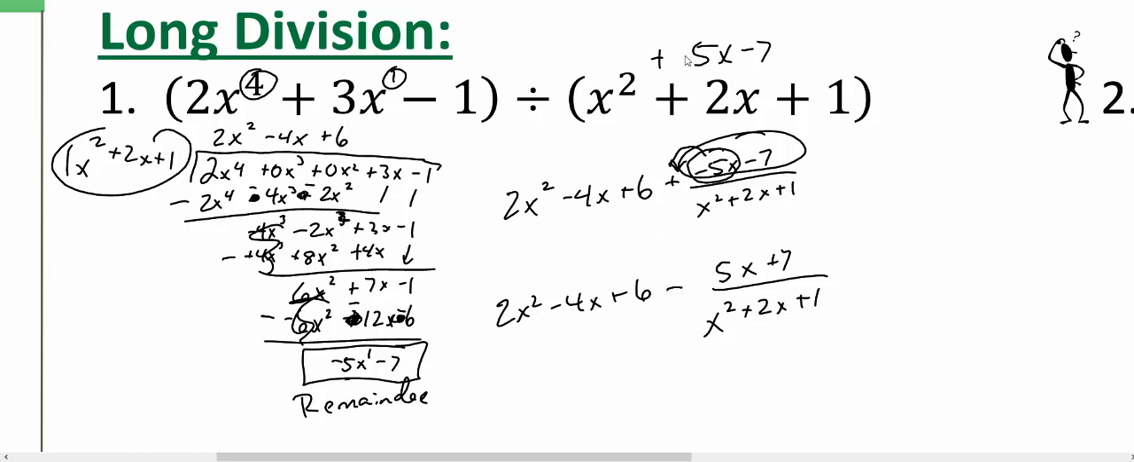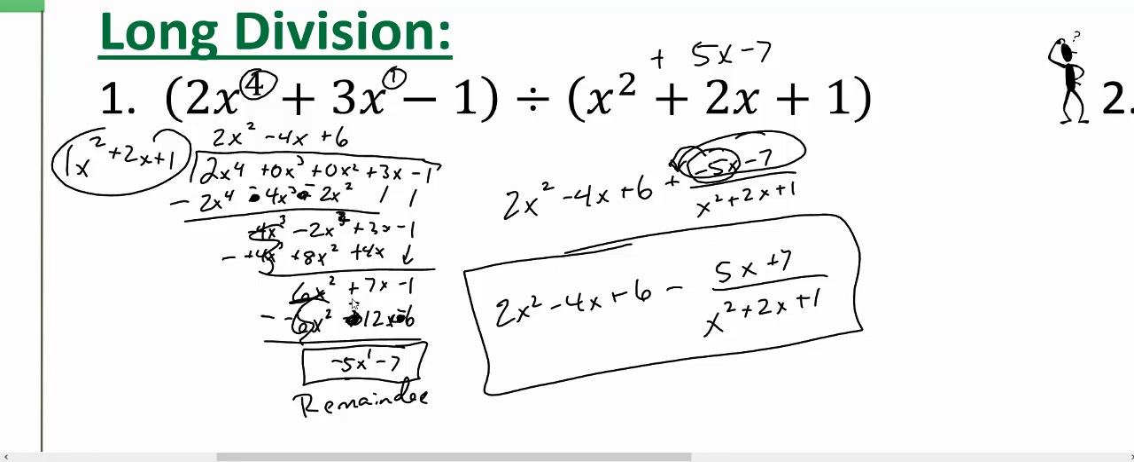If the first term is negative, then I take a negative out of everything. All right, there is your final answer. That is what it looks like. Go ahead and pause the video.